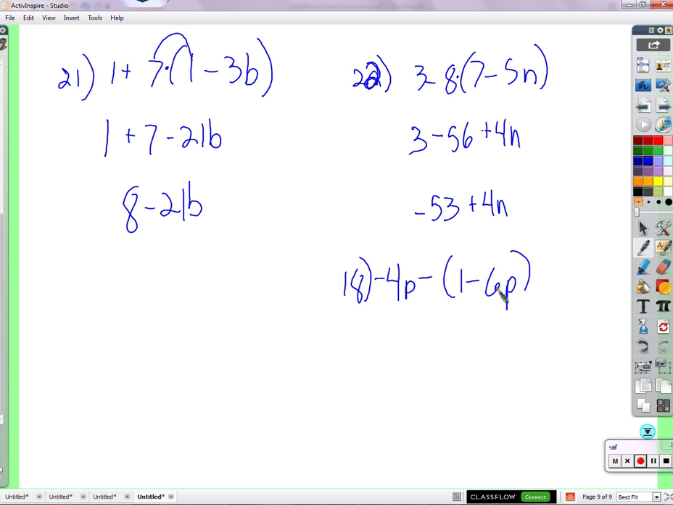Something is multiplied by parentheses. The minus actually implies distributive. Okay, so you can put a negative 1. So just like this was 3 minus 8 times the parentheses, this is negative 4p minus 1 times the parentheses. So we distribute the negative 1.